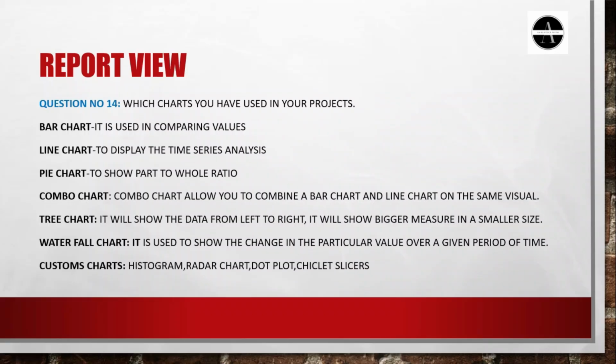The next question is which charts you have used in your projects. Here you have to mention the charts which you have used in your projects. You can say that I have used the bar chart when I have to compare values, the line chart when I have to show time series analysis, and the pie chart when I have to show part-to-whole ratio. The combo chart when I want a combination of bar chart and line chart in a single visual. I've used the treemap to show the data from left to right; it shows the bigger measure in a bigger size. I've used the waterfall chart to show the change over a given period of time. I have also used some custom charts like histogram, radar chart, dot plot, and chiclet slicer. Whatever custom chart you have used in your project, you must mention it with a little description.